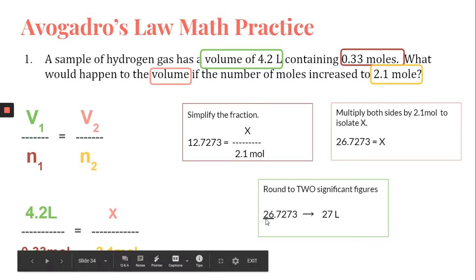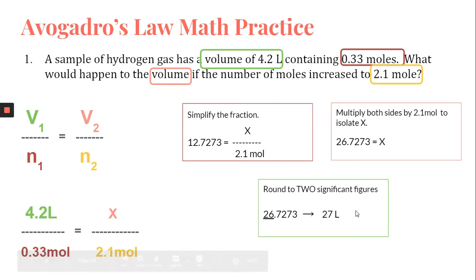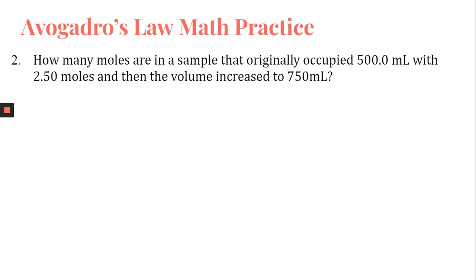So 2 sig figs, I'm going to underline that 2 and the 6. The 7 will round that 6 up to a 7, so our final answer for number 1 should be 27 liters because we're looking for volume. All right, so let's go ahead and take a look at number 2.